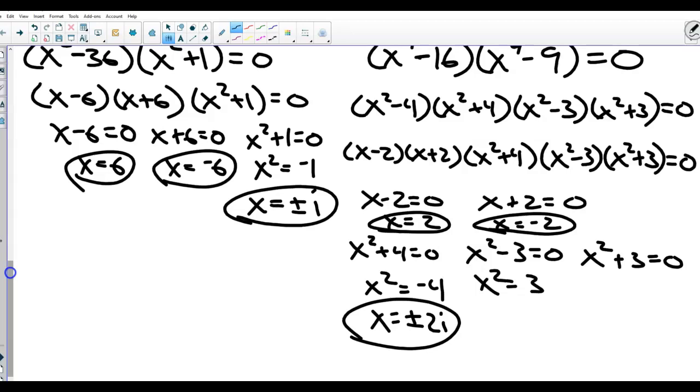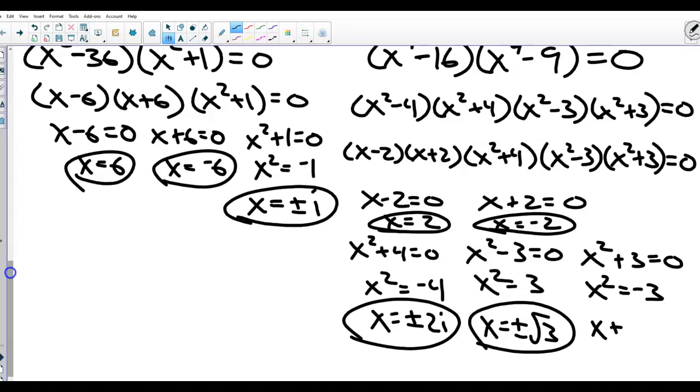x squared equals 3, plus or minus root 3. And then finally, x squared equals negative 3, which when you take the square root of it, becomes x equals plus or minus i root 3. So those are your 8 answers. 2, negative 2, plus or minus 2i, plus or minus root 3, plus or minus i root 3.